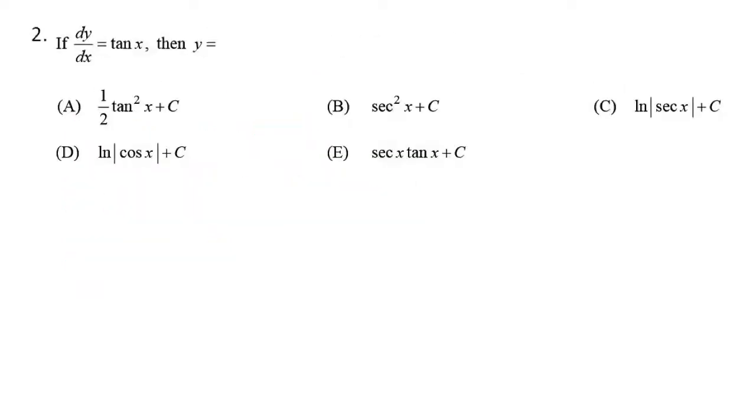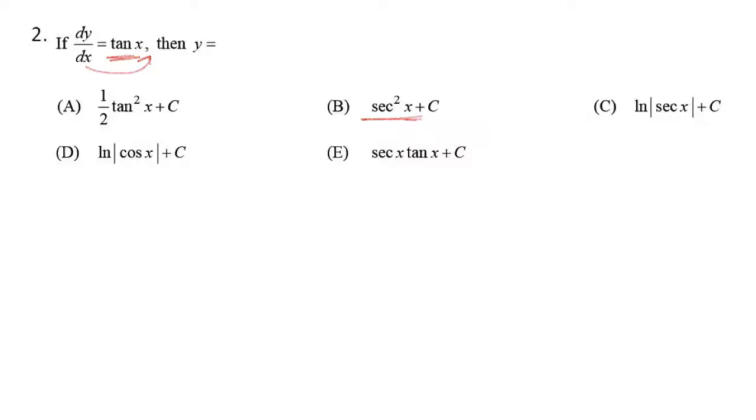Now for number 2, this problem was omitted because in order to do this, we would have to separate the dx, multiply it over, and really we need to know, well, if I took the derivative and got tangent x, what did I take the derivative of? And this one is a little bit more difficult. A lot of people wanted to choose B. That's the derivative of tangent x is secant squared x.